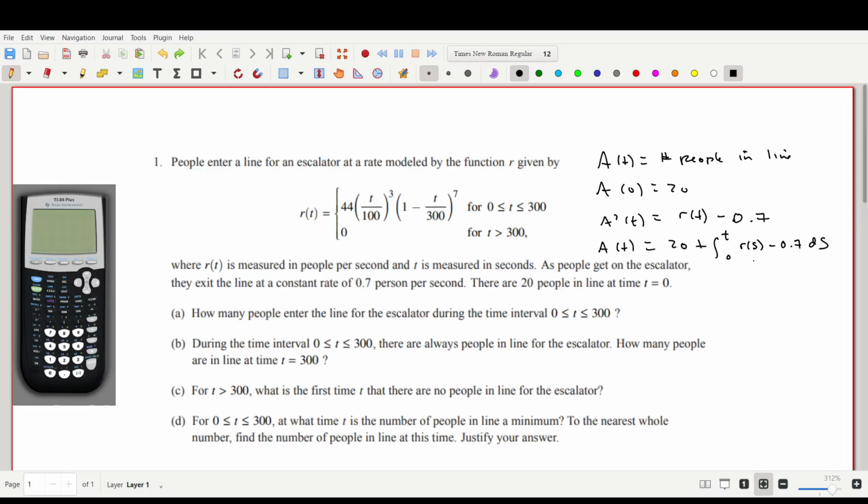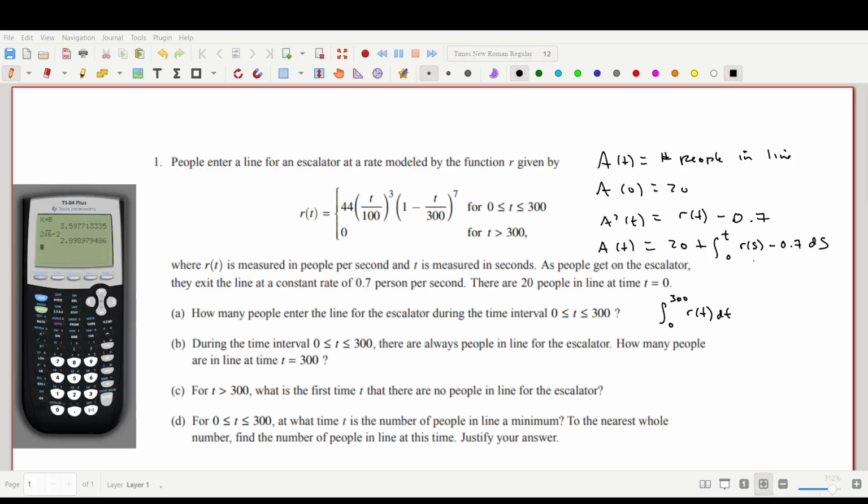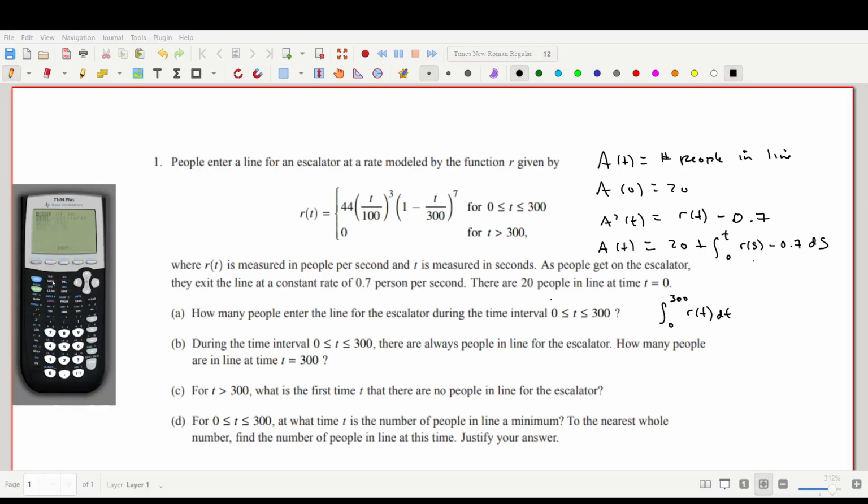Okay. How many people enter the line? This is a bit different. I don't really care about A in this case. That's just going to be the integral from 0 to 300 of r of t dt, because r is the entry rate. I've got to actually put r into my calculator, so let's do that. Oh my gosh, this is so frustrating. Okay. Go to radians mode, make sure you're in radians mode. I guess it doesn't really matter for this problem, but always check that.